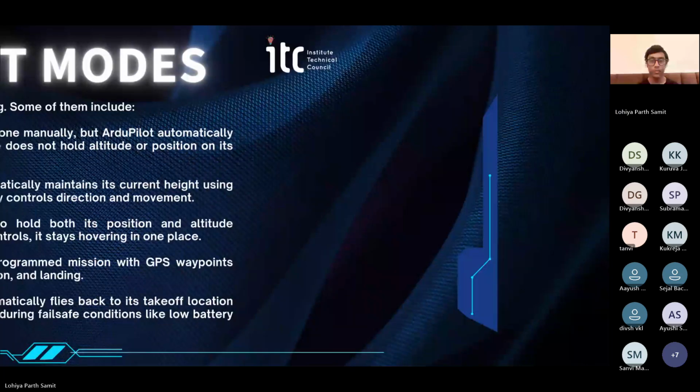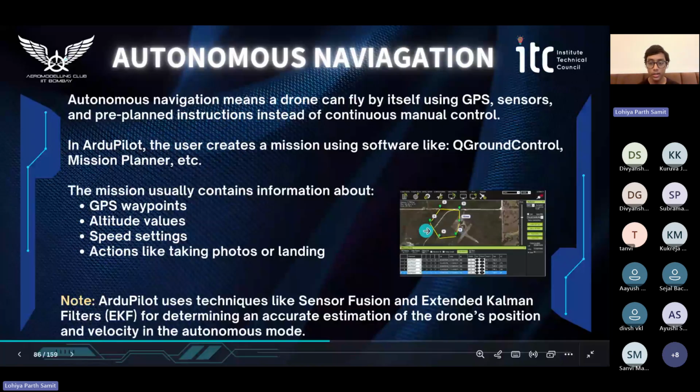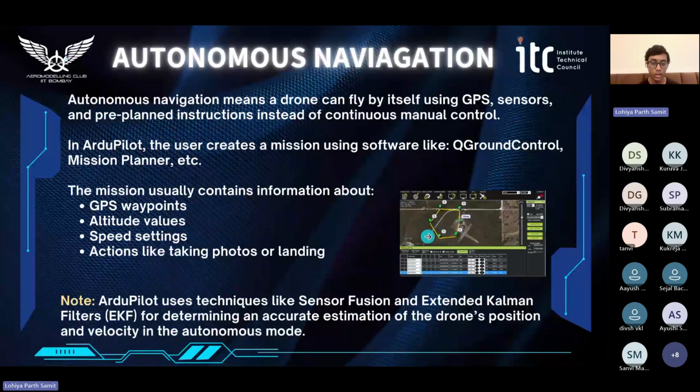Moving ahead, we also have autonomous navigation, which means that a drone can fly itself using GPS, sensors, and pre-programmed instructions instead of control from the pilot. In ArduPilot, the user creates a mission using software like QGC, Mission Planner, etc. The mission usually contains information about the GPS waypoints that we can see over here, the altitude values, at what heights we want the drone to fly, the speed settings, how far we want the mission to go, and also actions like taking photos, using grippers, or landing.